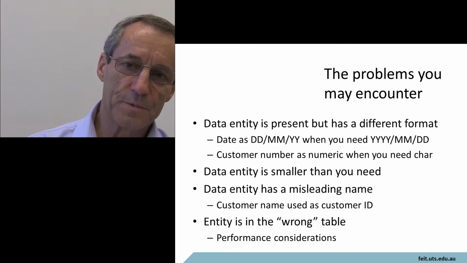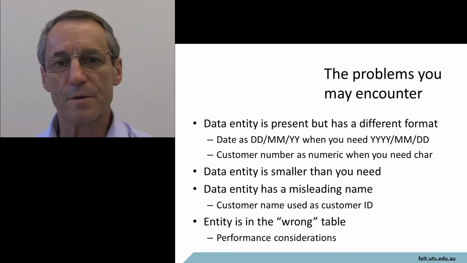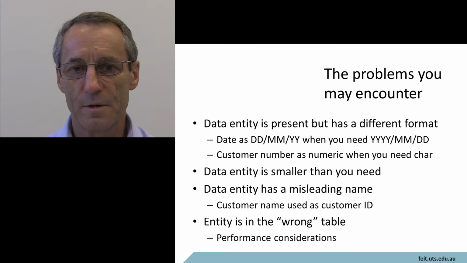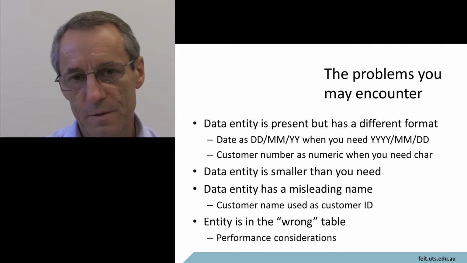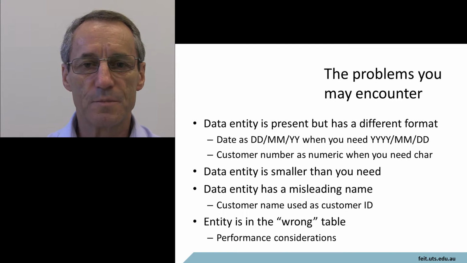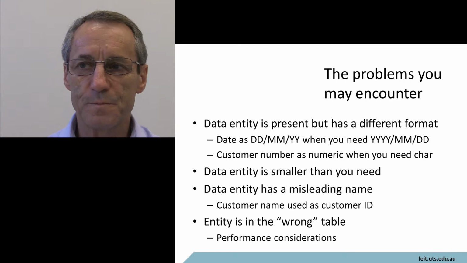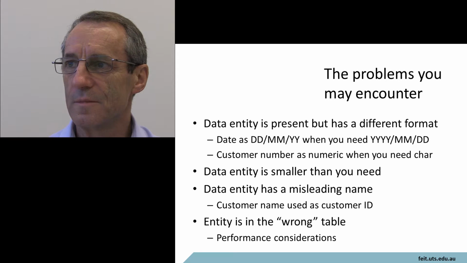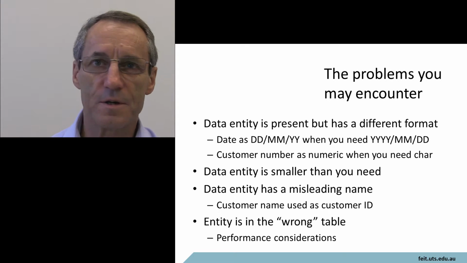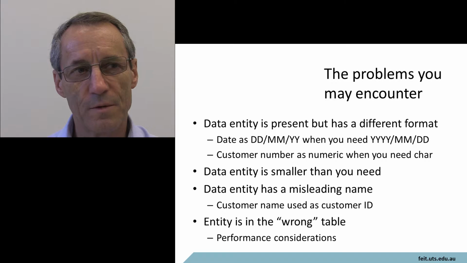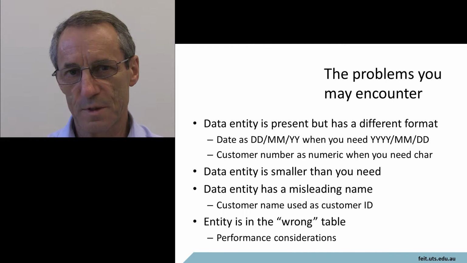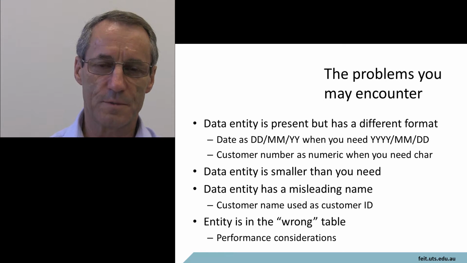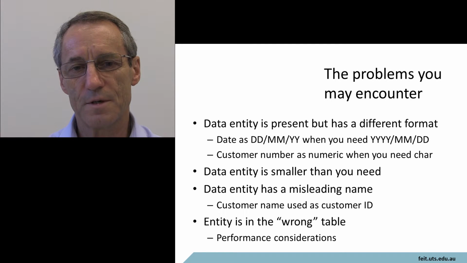Or a customer number is numeric and you want it in character. Or it's in character and you need it numeric. That's the fairly typical problem. Another typical problem is the data entity is smaller than you need. Frequently it's things like a customer number. Initially, when the system started out, somebody thought that 1,000 customers would be an unimaginably large number of customers. Well, now you've hit 1,000 customers and you want more.